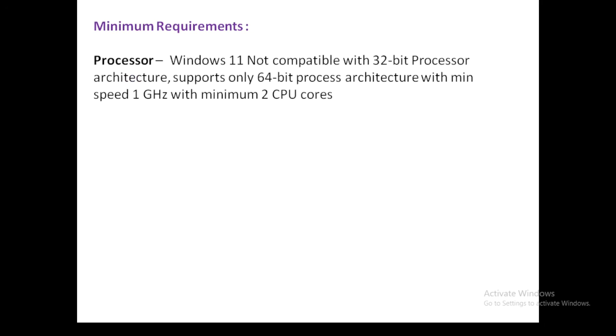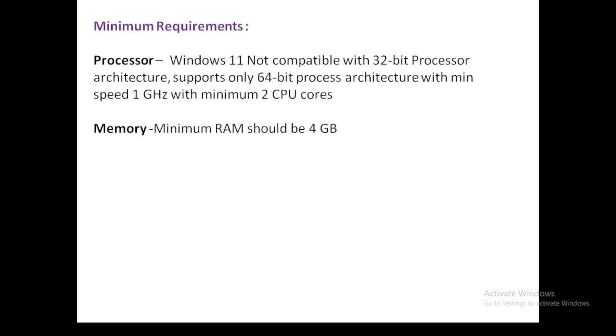Now we have discussed the new features in Windows 11. Let us also discuss the minimum requirements for upgrading the system. Processor: Windows 11 is not compatible with 32-bit processor architecture. It supports only 64-bit processor architecture with a minimum speed of 1 GHz and a minimum of 2 cores.